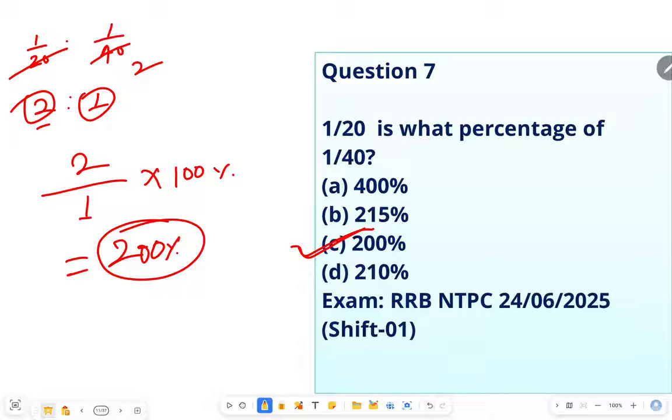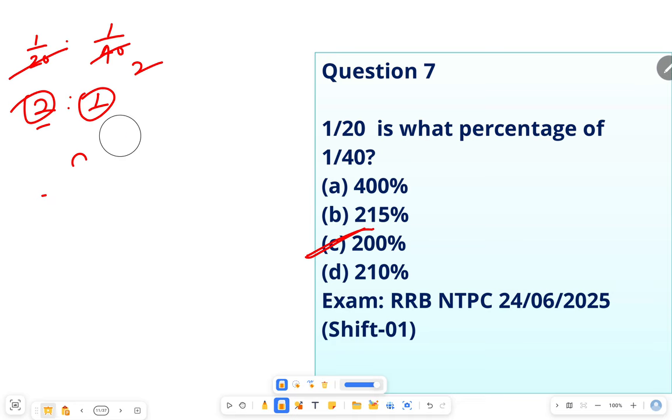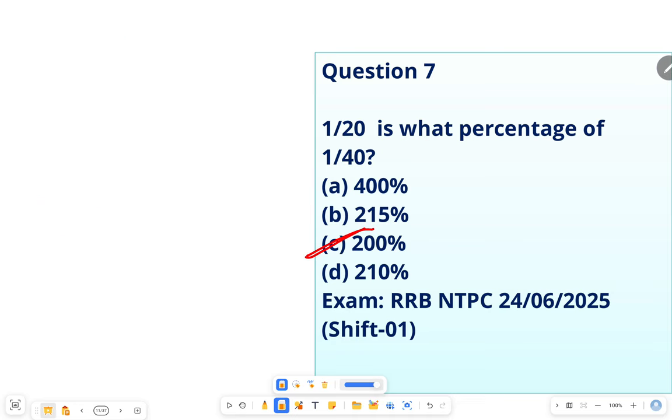The next question, see here, I will teach you some concept, right? What concept is that? That is very basic, but it will really help you to solve so many questions. So look at this, right?